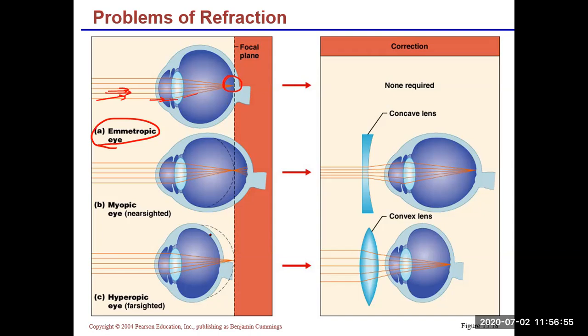All right. In the myopic eye, this is typical nearsightedness. Nearsightedness is basically when the curvature of the eye is more elongated, all right, and the focal point is not on the fovea. It hasn't reached that. So notice it's here. It's supposed to be here.